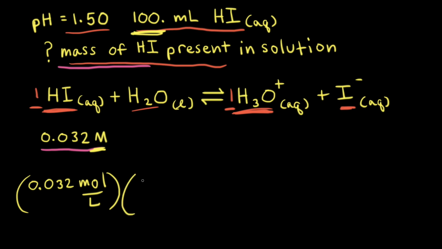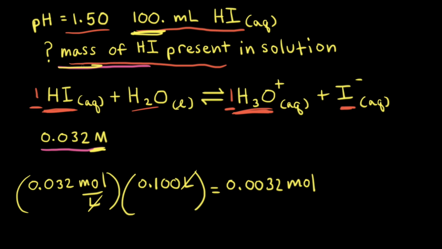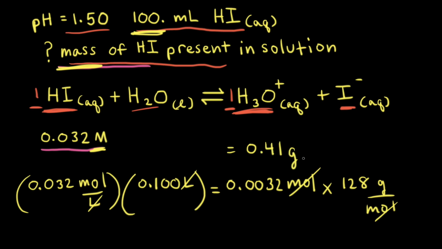So if we multiply moles per liter by the volume, which is 0.100 liters, liters will cancel and give us moles. So this is equal to 0.0032 moles of HI. Since our goal is to find the mass of HI present, the final step is to multiply the moles of HI by the molar mass, which is 128 grams per 1 mole of HI. So moles of HI would cancel out, and this gives us 0.41 grams as our final answer.